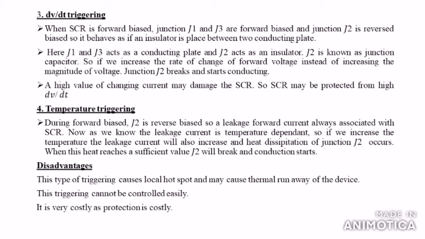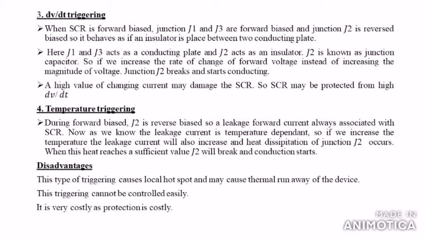The third method is dV/dt triggering. Whenever the SCR is forward biased, as we all know, the outermost junctions J1 and J3 are forward biased, and the innermost junction J2 is reverse biased. Under this condition, the SCR will behave like a capacitance. The outer junctions J1 and J3 are similar to the conducting plates of a capacitor, and the innermost reverse biased junction J2 will act as the insulating layer.